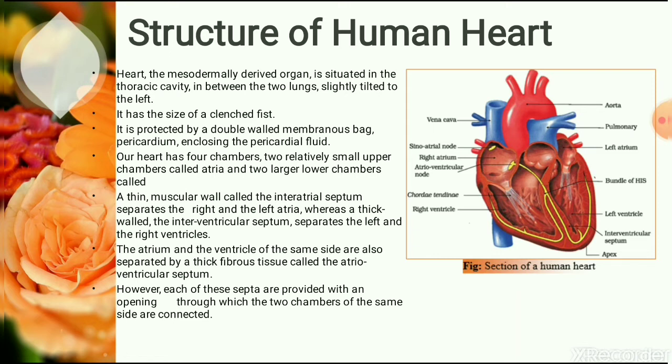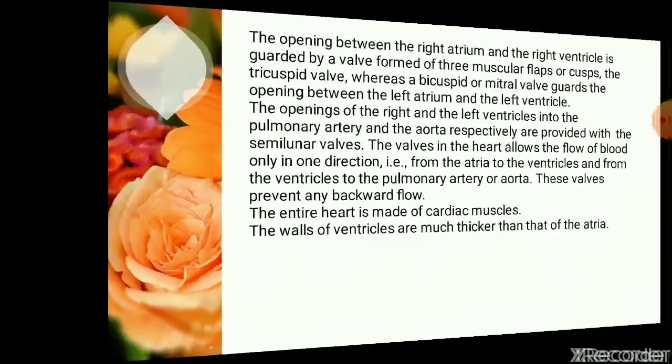The atrium and ventricle of the same side are also separated from each other by the atrioventricular septum. However, each of these septa is provided with an opening through which the two chambers are connected with each other to ensure the flow of blood from one part of the heart to another.